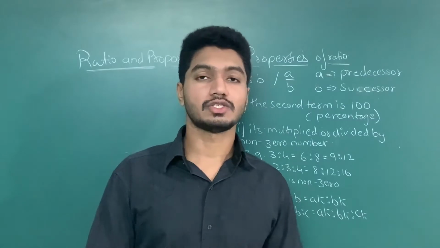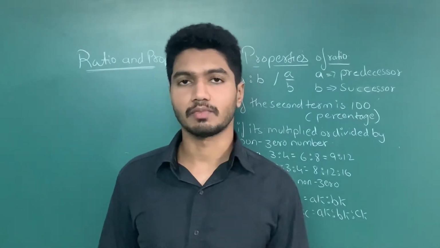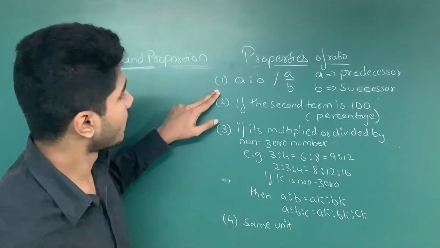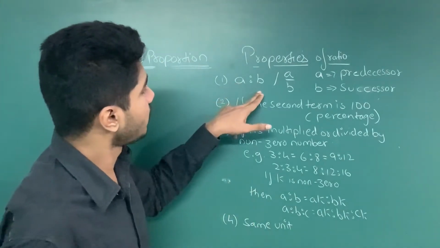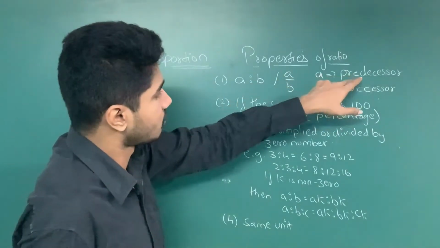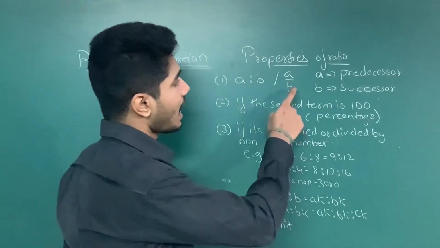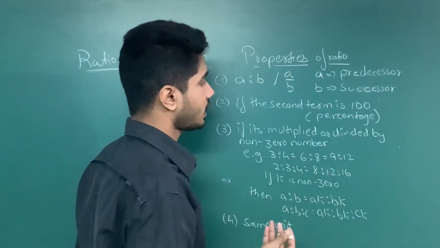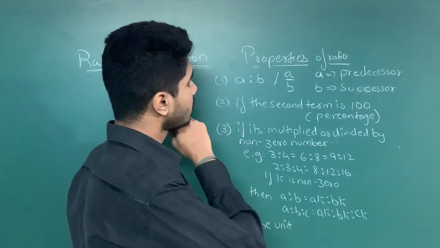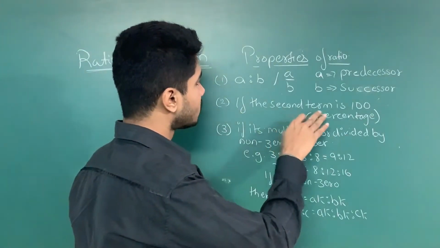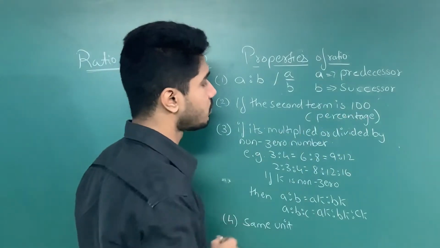There are some properties to be known before starting practice set 4.1. Let's see those properties. Property number 1. A is to B or A upon B. Over here, A is said to be the predecessor, which is also known as the first term. And B is said to be the successor, which is also known as the second term. Second property, in the ratio of two numbers, if the second term is 100, then it is known as percentage.